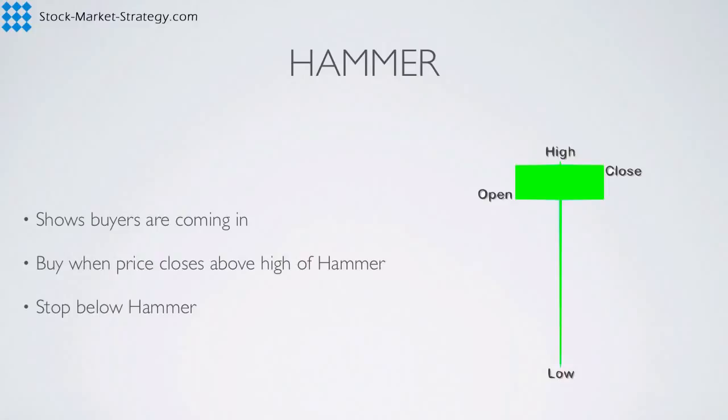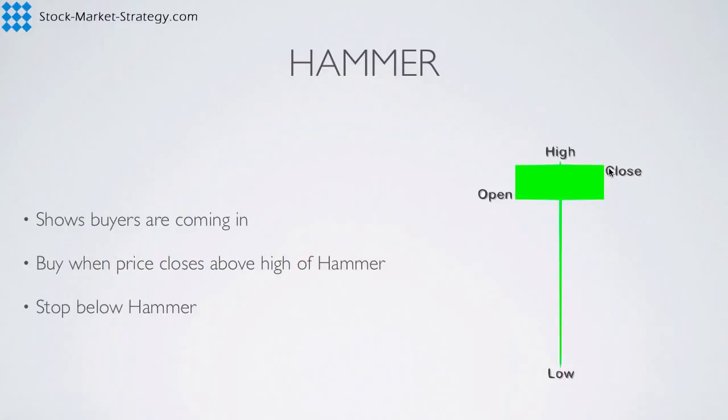The hammer is a positive candlestick, if you can say it like that. It shows that the buyers are coming in, and you can see that because we open here, the price moves down, but then the buyers come in and push the price up, and a perfect hammer would be one that closes positive. When it does that, it shows that all the sellers that pushed the price down are now underwater, and now they are in trouble, and the bulls are taking control. So a hammer is a bullish candlestick.